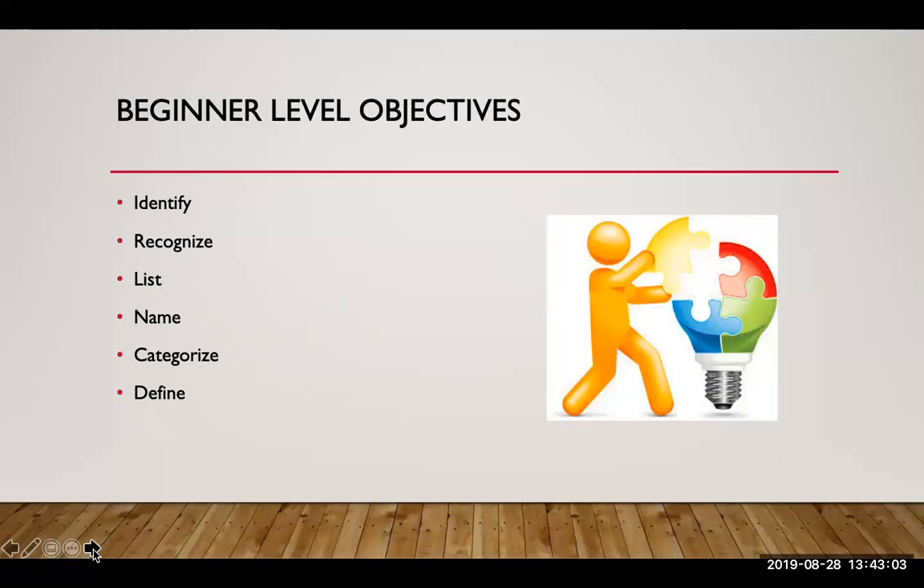The other thing you might want to think about is what level your objectives are in. So for instance, if you have a beginner's level training, then these are really good things to ask participants to be able to do by the time you're done. Can participants identify something? Well, that's probably a beginning level thing. For instance, you might be able to get them to identify 3 major components of sensate focus. Can they recognize something? Can they list or name or categorize something? Can they define something? Those are really good beginner level objectives.